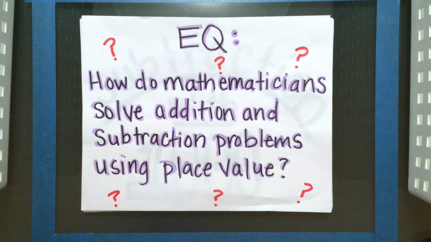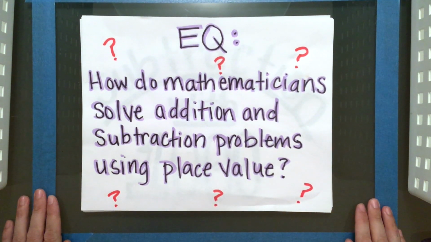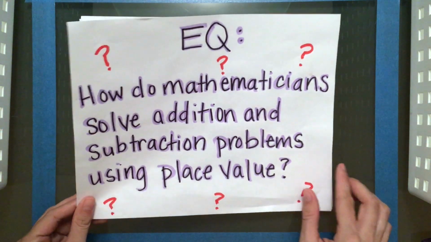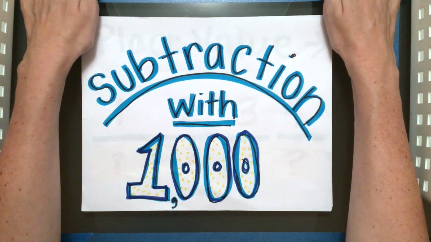How do mathematicians solve addition and subtraction problems using place value? Over the past few weeks, we've been discussing different strategies to solve addition and subtraction problems in the 2-digit and 3-digit numbers. Today, we're going to use the same strategies to solve subtraction problems within 1,000.